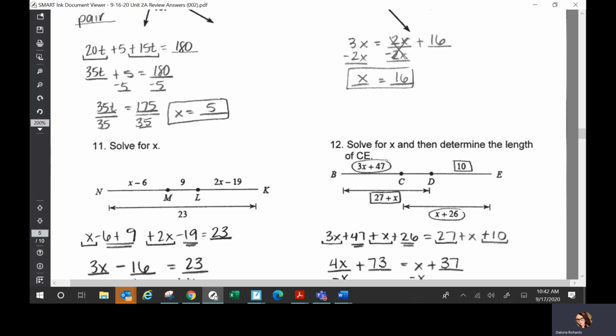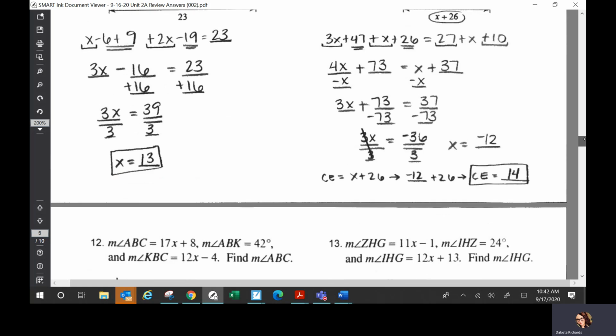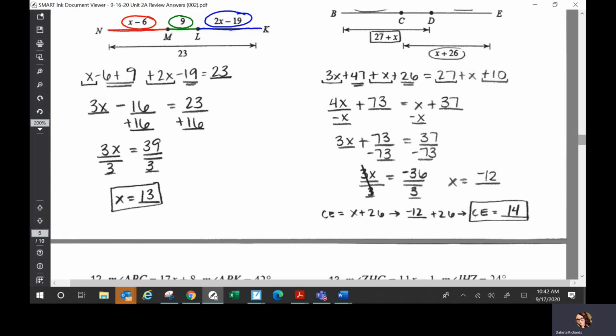Number 11, it just says solve for x. So we have 3 different parts here. We have x minus 6 from N to M. You have M to L, which is 9. And then you have L to K, which is 2x minus 19. That equals the entire thing, which is 23.